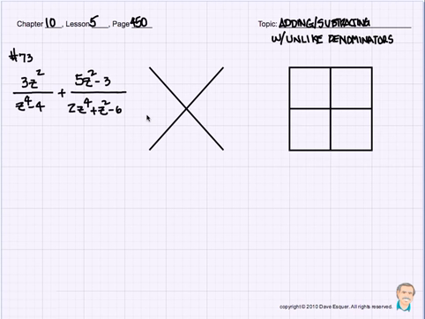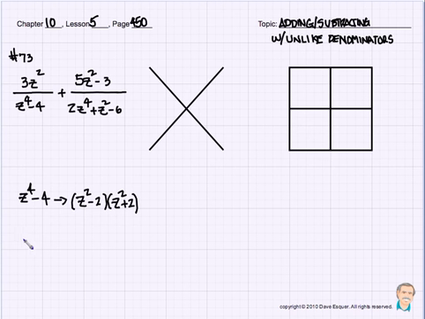Looks like 3z squared over z to the fourth minus 4, plus 5z squared minus 3 divided by 2z to the fourth plus z squared minus 6. So we're going to see if we can factor some stuff out. And we know automatically that z to the fourth minus 4 turns out to be z squared minus 2 times z squared plus 2. It turned out to be a binomial square, so we could use that to be z squared minus 2 times z squared plus 2.